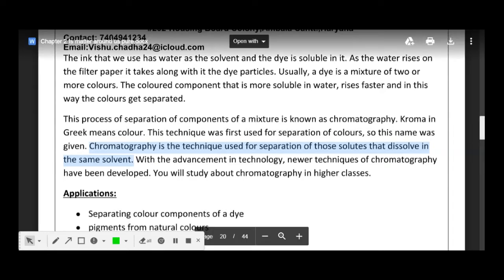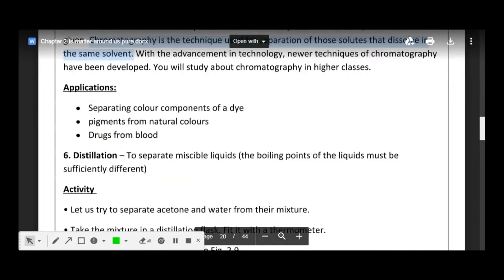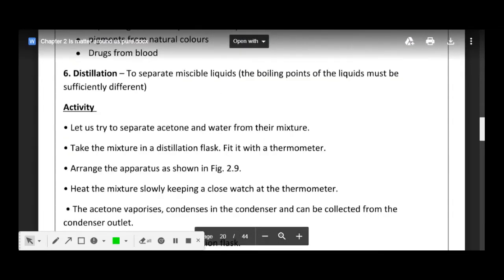तो बेसिकली क्या है, दो सोल्यूट दो डिफरेंट डिफरेंट कलर्स हैं जो वाटर सॉल्वेंट की तरह एक्ट कर रहे हैं, उसके अंदर डिजॉल्व हैं और एक इंक बना रहे हैं, राइट. So new techniques of chromatography have been developed. You will study about chromatography in higher classes, but I will make you study in this class only by showing you a video after completing this distillation topic.